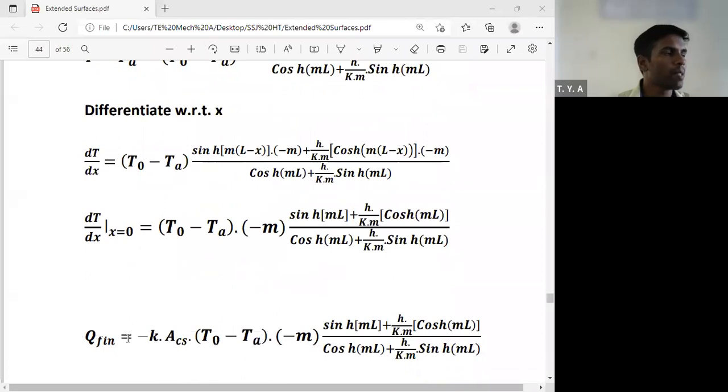And what is the equation of Q fin? Minus k into A into dt by dx at x is equal to 0. In that equation, instead of dt by dx, we have to put this value. So Q fin is equal to minus k into cross section area into this term. Instead of dt by dx, we have to put this value. Therefore Q fin is equal to minus k into cross section area, T0 minus Ta into minus m into sin hyperbolic ml plus h by km cos hyperbolic ml, divided by cos hyperbolic ml plus h by km into sin hyperbolic ml.